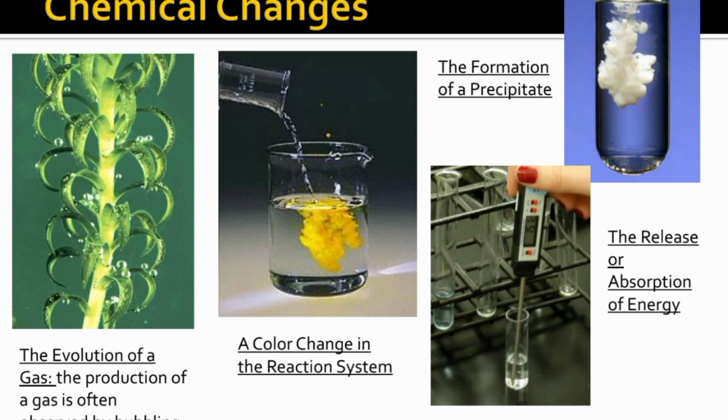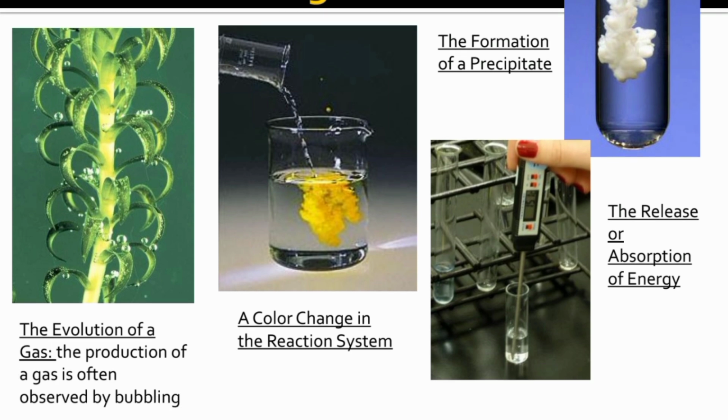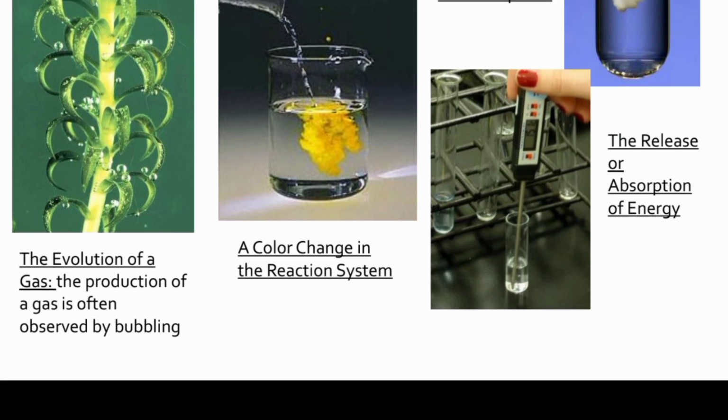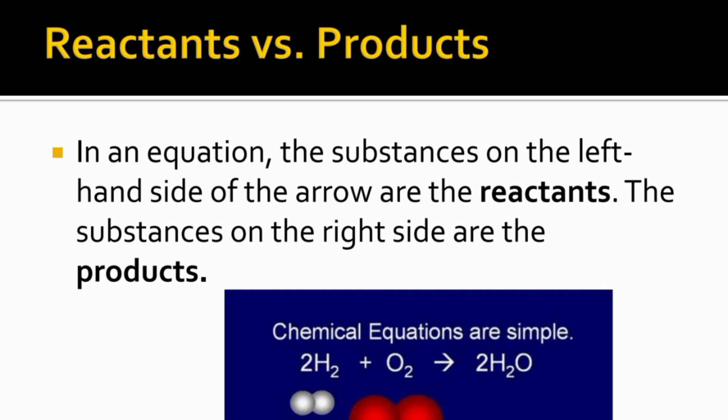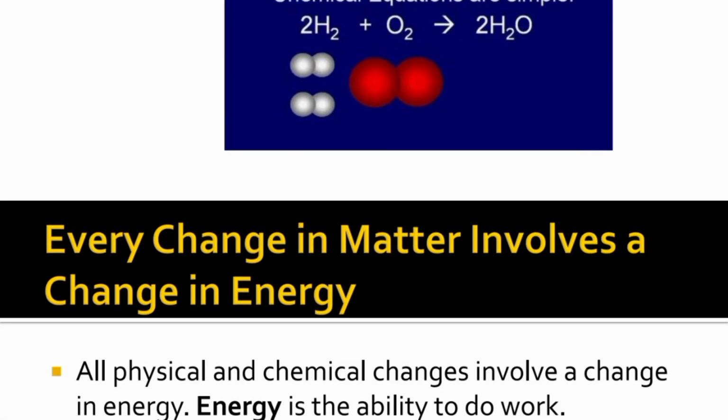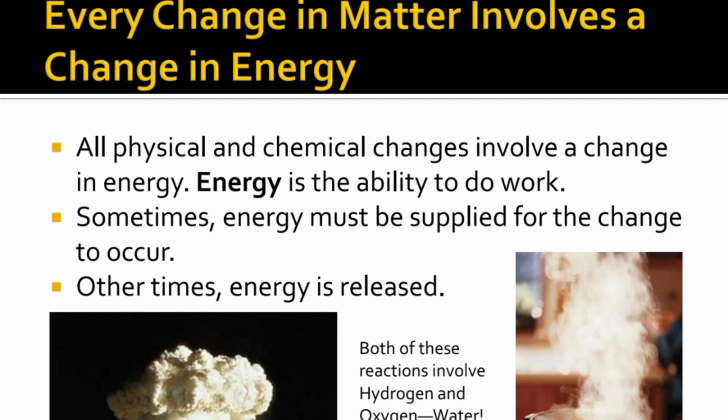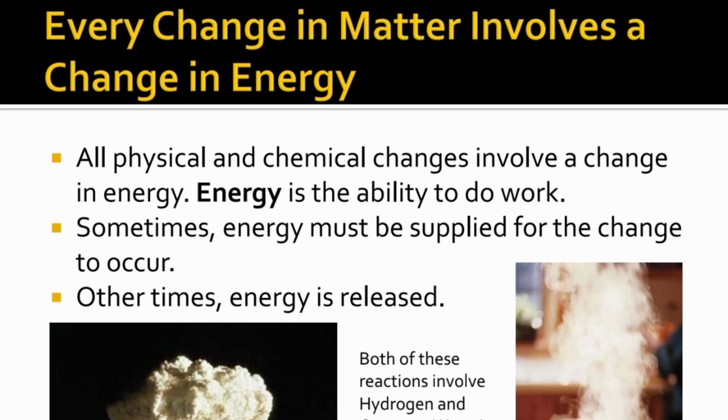Evidences of chemical change, you can see here: evolution of a gas, a color change in the reaction system, formation of precipitate, and the release or absorption of energy in a chemical reaction. These are all examples of chemical change. Reactants and products are involved in the chemical reaction. The substances on the left side of the reaction are reactants, and on the right side are products. Every change in matter involves a change in energy.